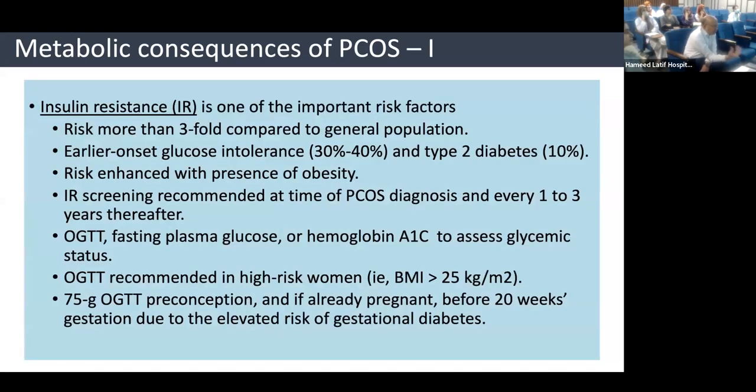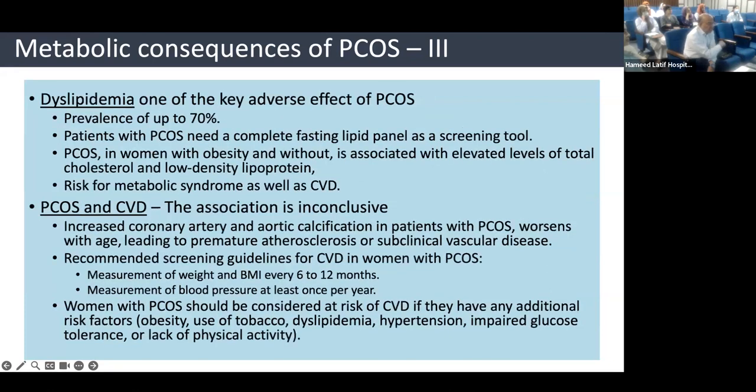I will not really go into a lot of detail about this, but insulin resistance risk is threefold more compared to the general population, compared to those women who do not have polycystic ovarian disease. Early onset glucose intolerance is present in 30 to 40% of women who have polycystic ovarian syndrome. And similarly, early onset type 2 diabetes in 10%. If they are obese, the risks are enhanced.